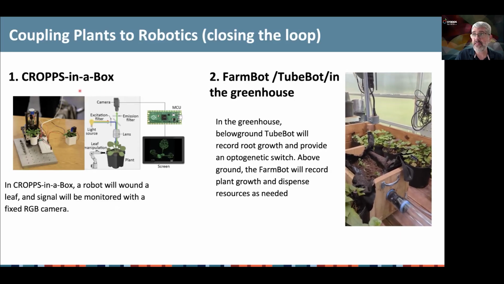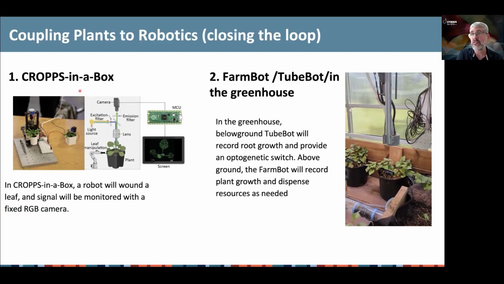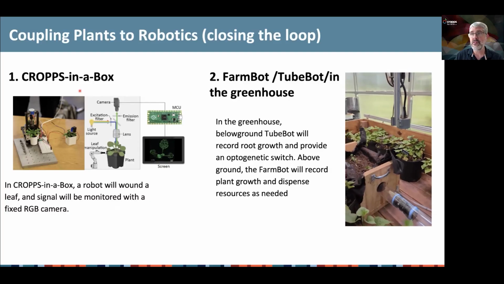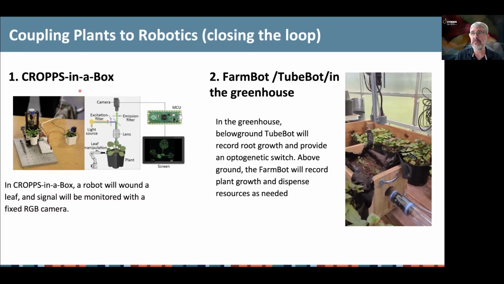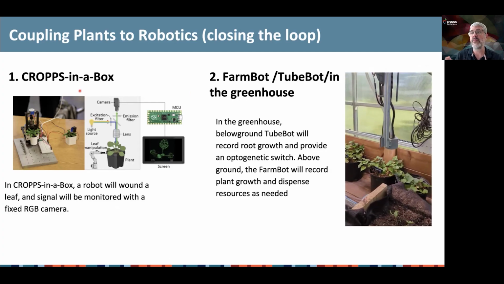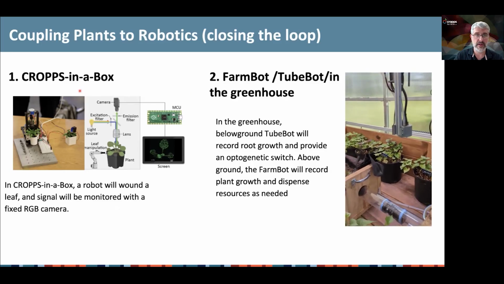So with CROPPS in the box, this is this fantastic intermediate step between the laboratory and the greenhouse, where we're able to have a demonstration space of a plant-robot interaction and watch how plants respond to their environment in real time and to be able to interact with that plant. So bidirectional communication.